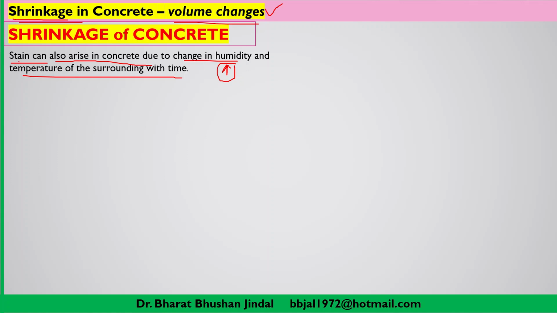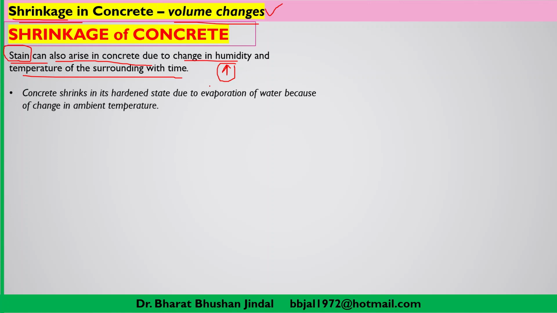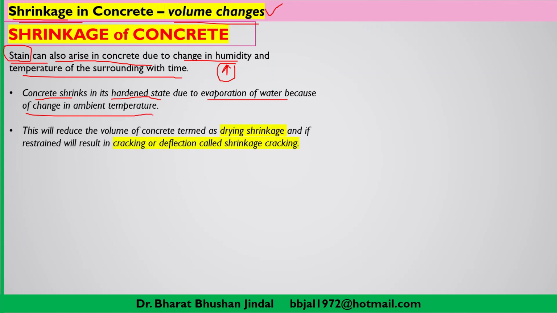So it is wrongly written here, strain. It is basically strain. So strain can also arise in concrete due to change in humidity and temperature of the surrounding with time. Now concrete shrinks in its hardened state due to evaporation of water, maybe because of change in ambient temperature. So what will happen? This will reduce the volume of concrete. When water is evaporated, then volume of concrete will reduce, and due to that some drying shrinkage will take place.